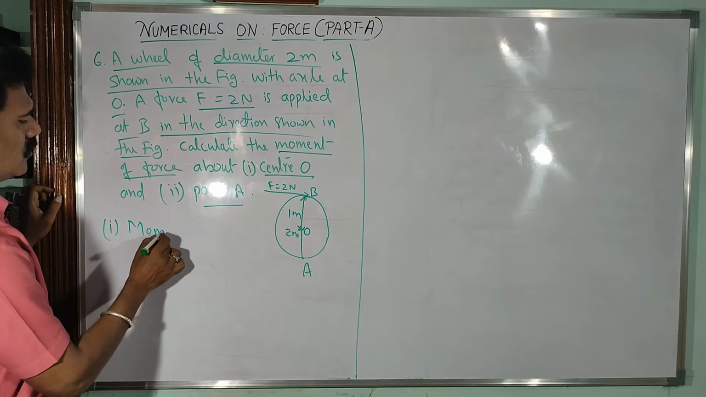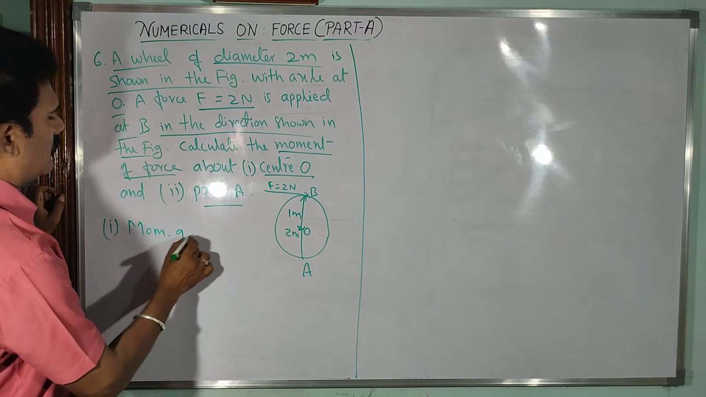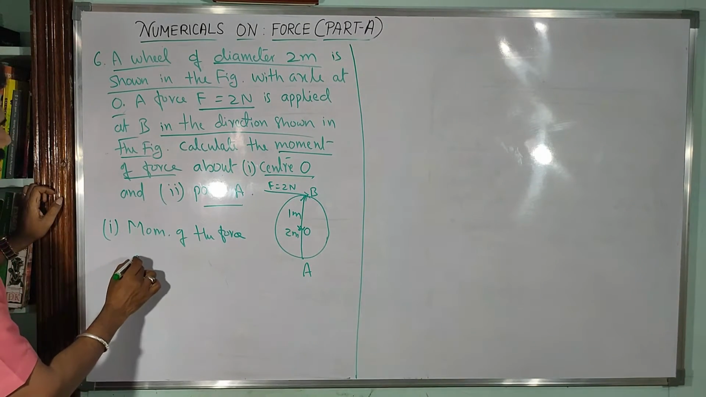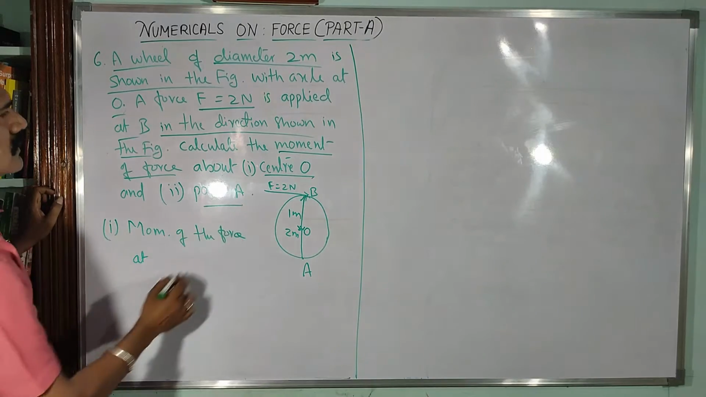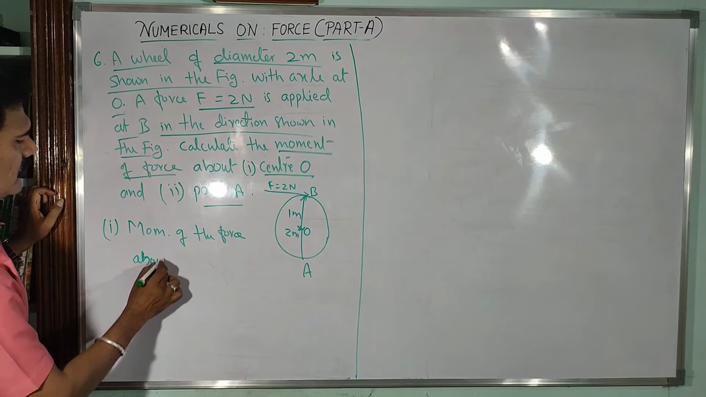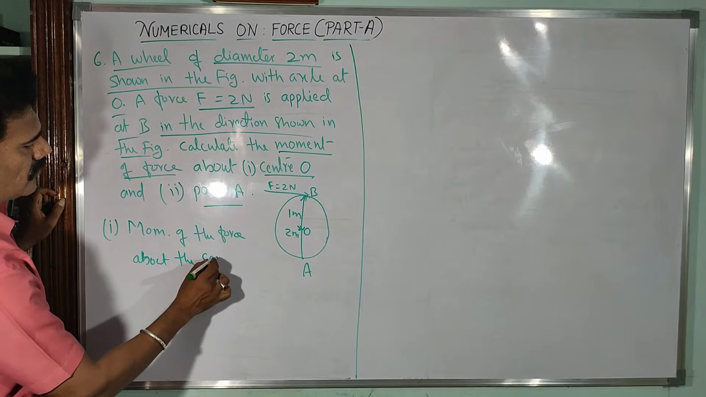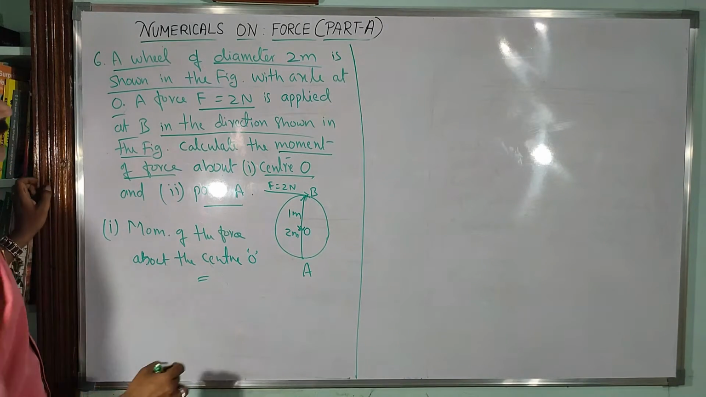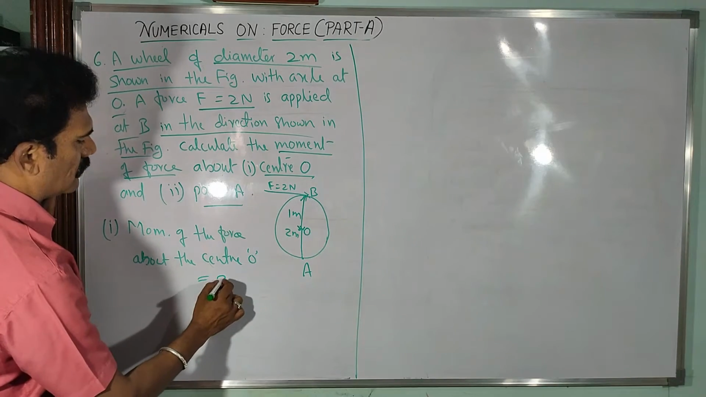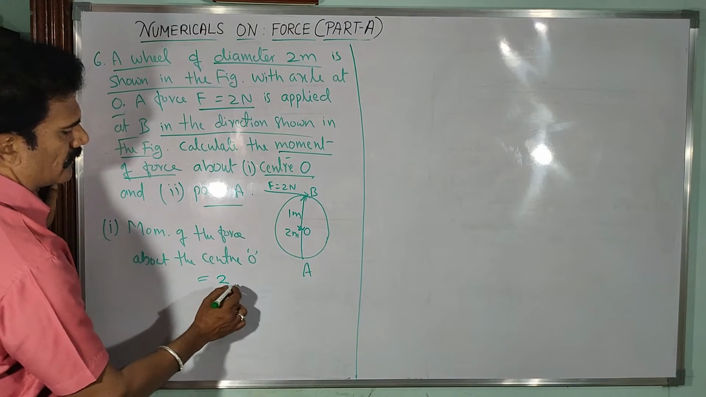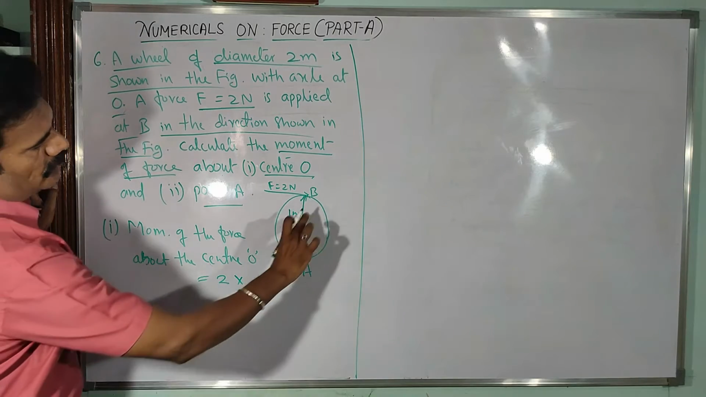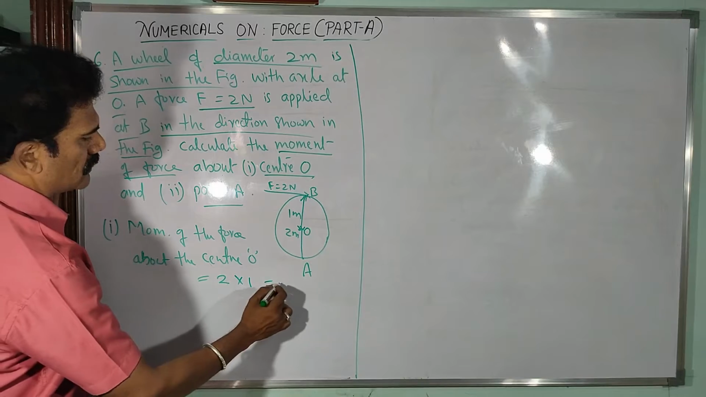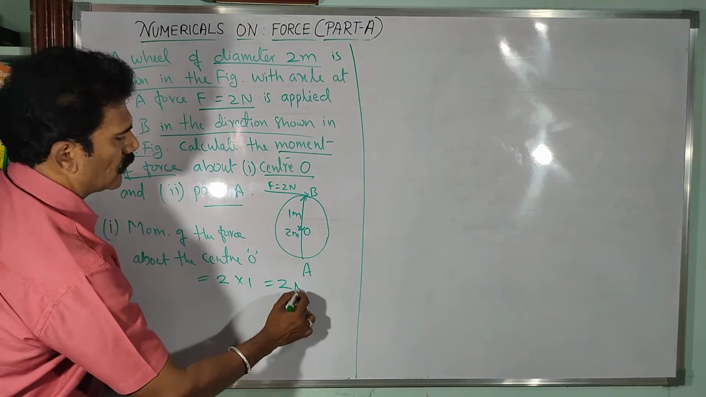The first part is the moment of the force about the center O. It is equal to the product of the 2 Newton force into the perpendicular distance between O and B, that is 1 meter. So it is equal to 2 Newton meter.